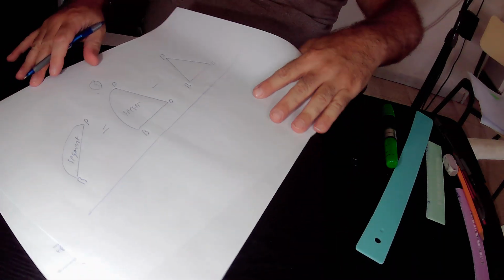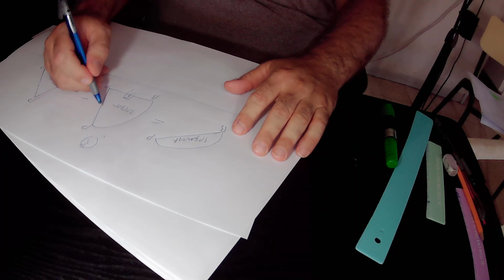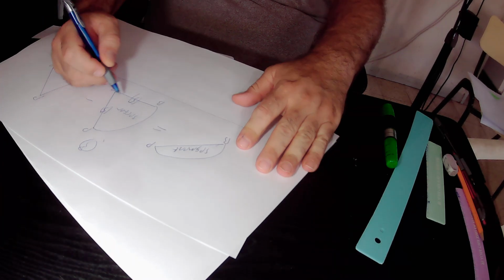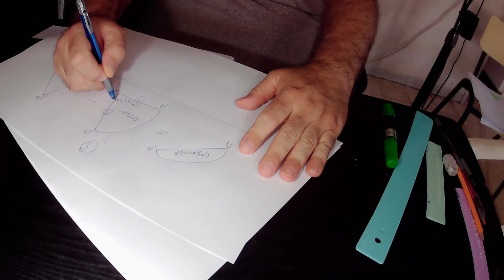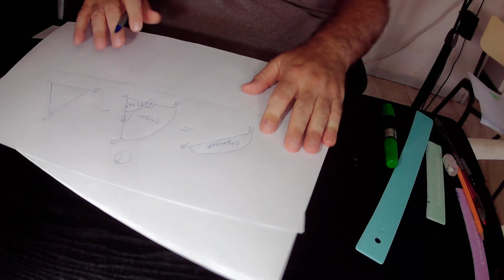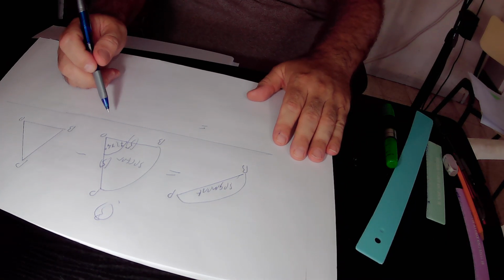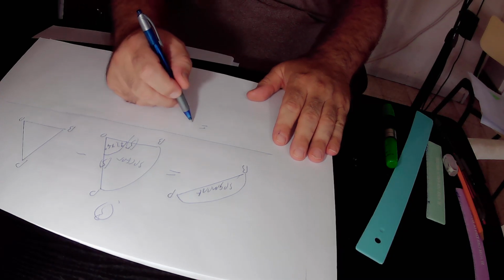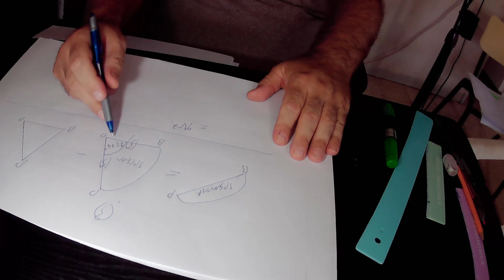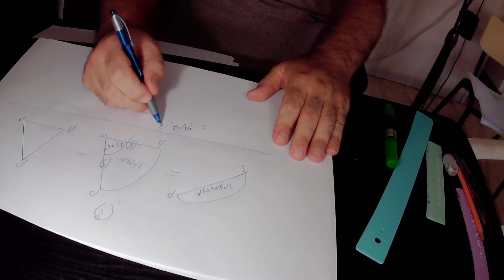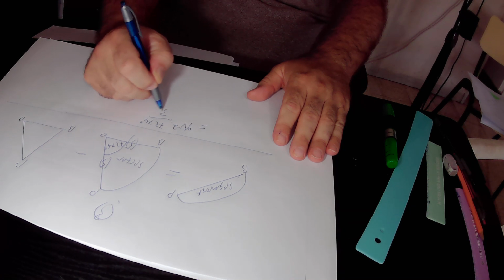OB equals OP equals 5, it is the radius of the semicircle. Angle theta equals 73.74 degrees in its size. So the area of this sector OBP equals pi r squared times the angle between the legs of the sector, that is 73.74 degrees, over 360 degrees.